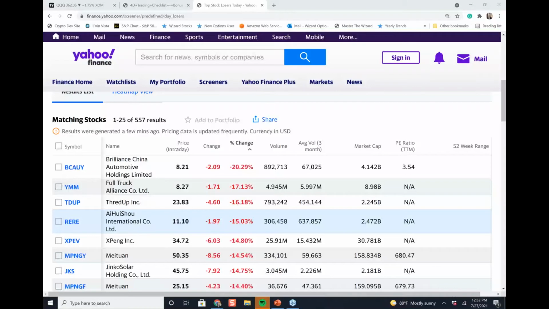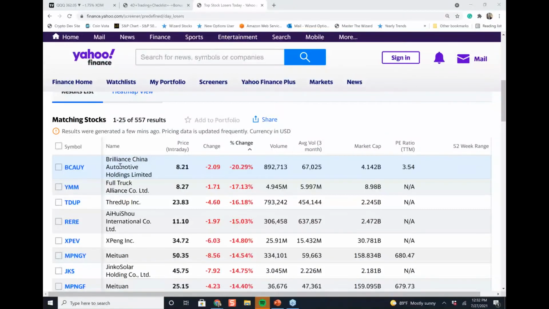At the end of the day, this is not live, right? But we're in the live market. It's 12:32. You can see my clock. So we're live. This is the dollar move and change, and then you have change percent. So this is a simple list of the top losers of the day. Simple to read. Brilliance China Automotive Holdings is down 20% today. That's the biggest loss. Most are Chinese stocks.